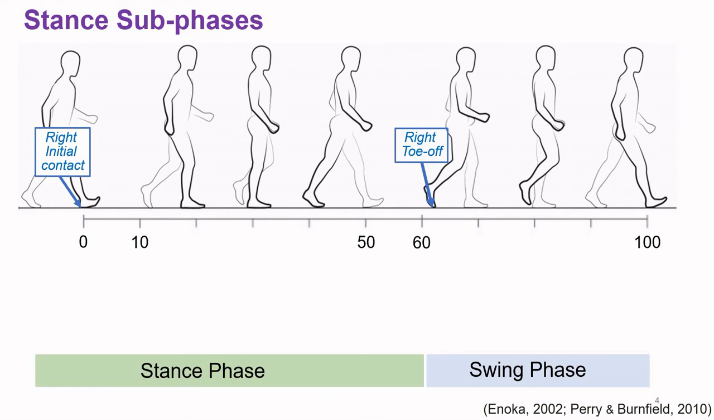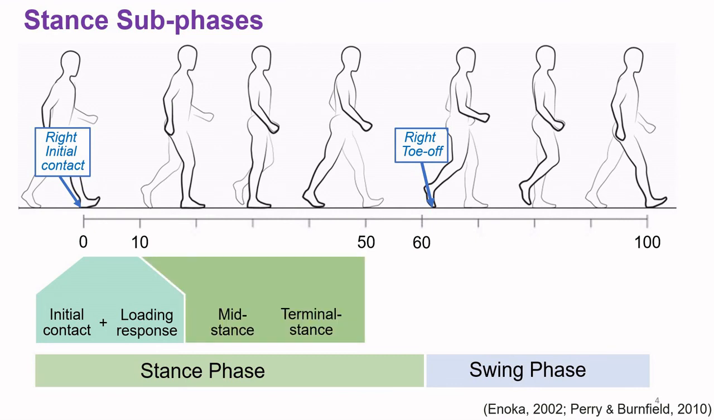The gait cycle can be parsed further into different subphases. The commonly used terms for identifying the different subphases in the gait cycle are as follows. We have initial contact and loading response, where the right foot first makes contact with the ground surface and the right limb first begins to accept the weight of the body. We have mid-stance and terminal stance.